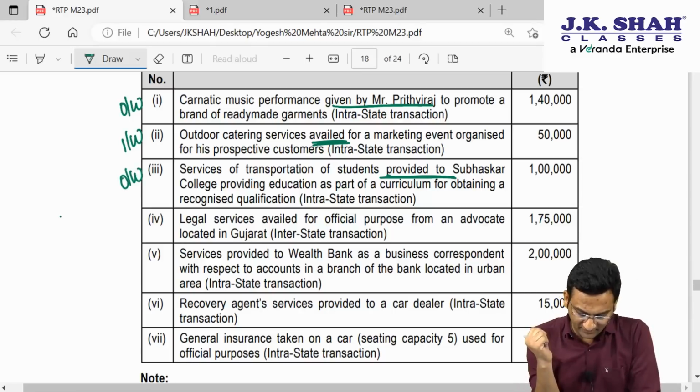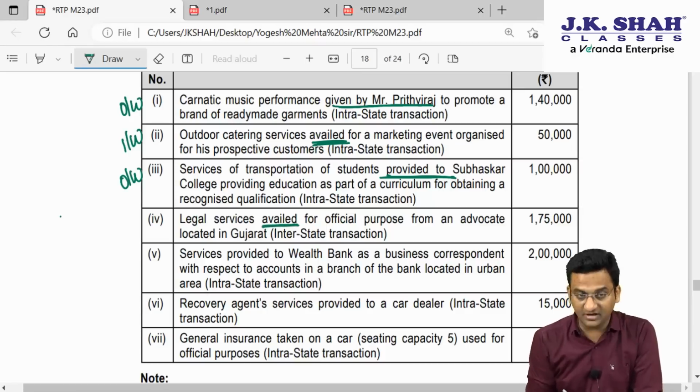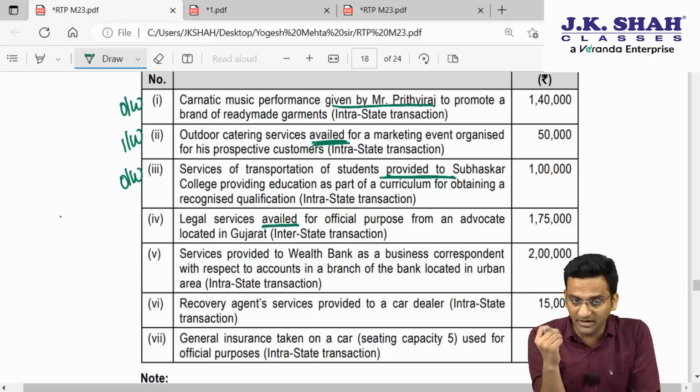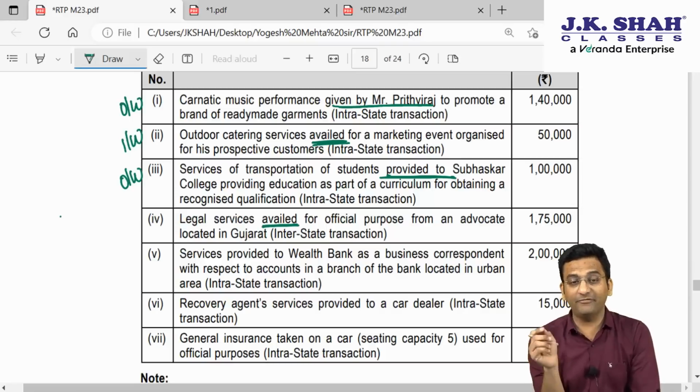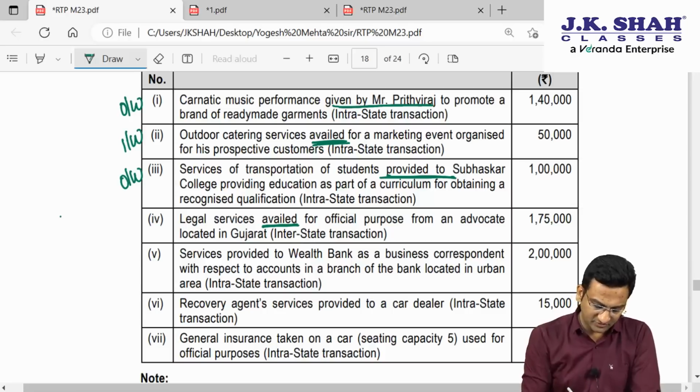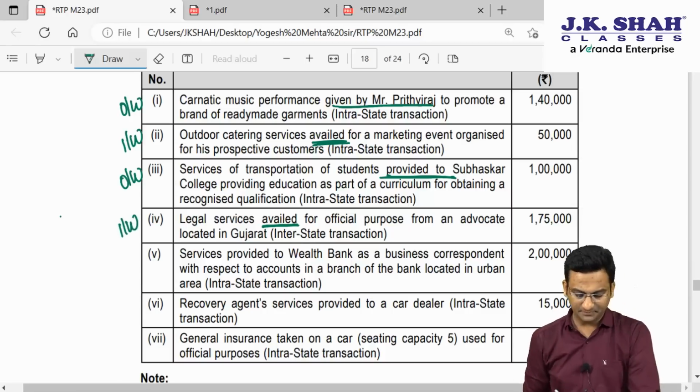Then point number 4, friends, legal services availed. Availed means taken. Again, these services are inward supply. Legal services availed for official purpose from an advocate located in Gujarat. So this is inward supply, friends.